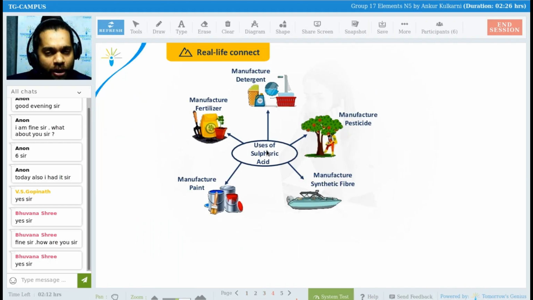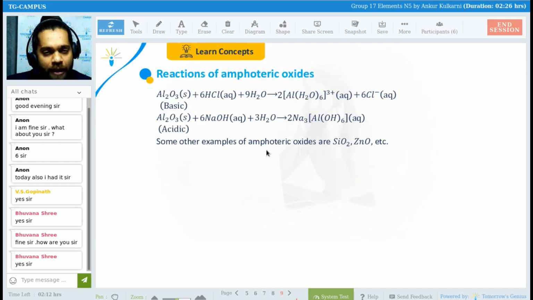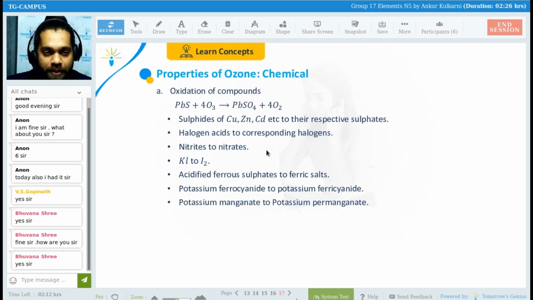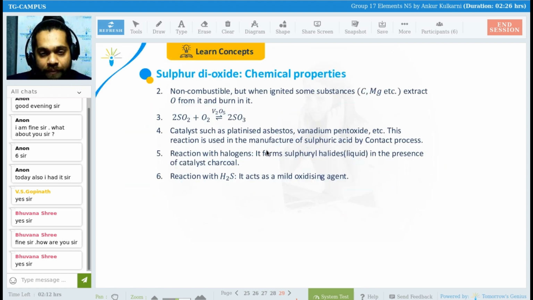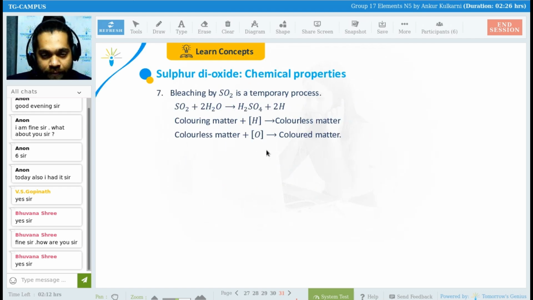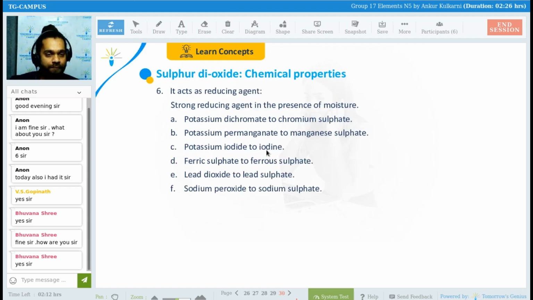Anyways, let us continue. In the last lecture, where did we stop, everyone? Yes, Kirtini, Sarjana, Bhuvanashri. We were studying about sulfur dioxide. Sulfur dioxide acts as a reducing agent. This is what we had studied in the last lecture. This is where we had stopped.